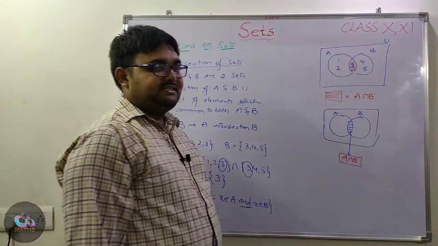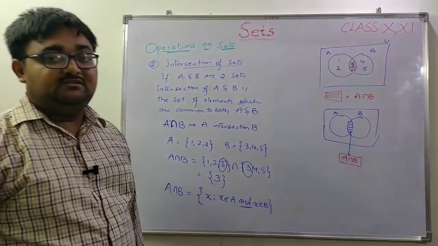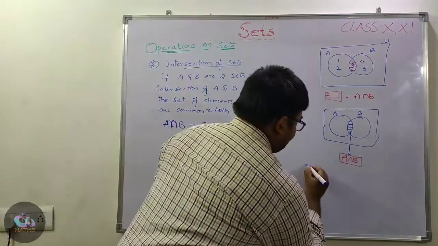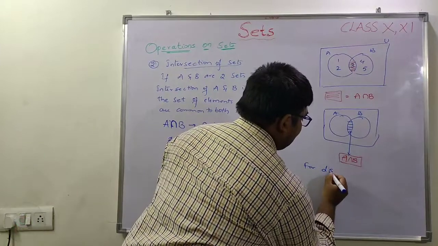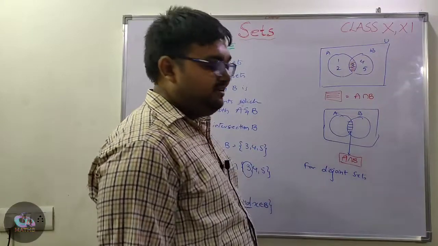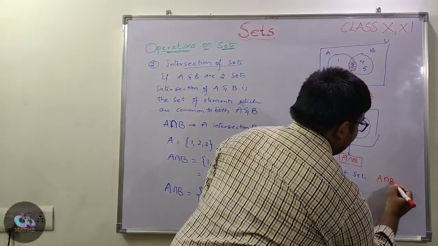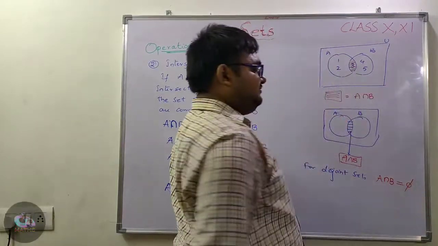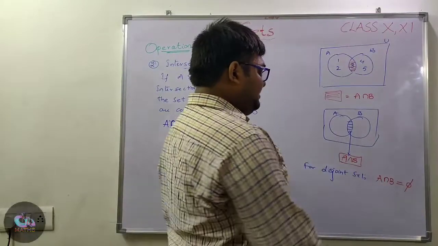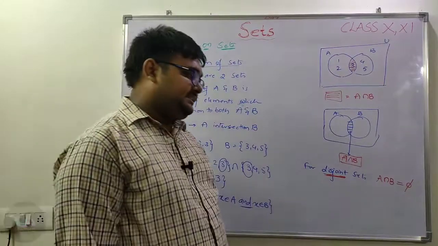For disjoint sets, we simply say A intersection B is equal to empty set, right? If you take disjoint sets, there won't be any intersection. If there is no intersection, then we say that A intersection B is equal to empty set. So whenever A intersection B is equal to empty set, we say those sets are disjoint sets.